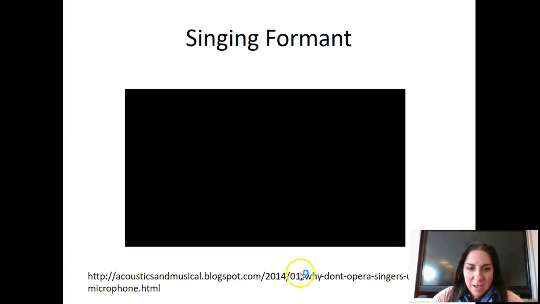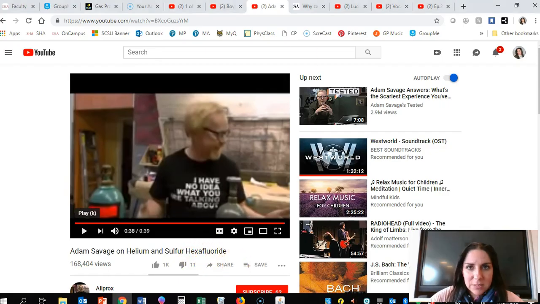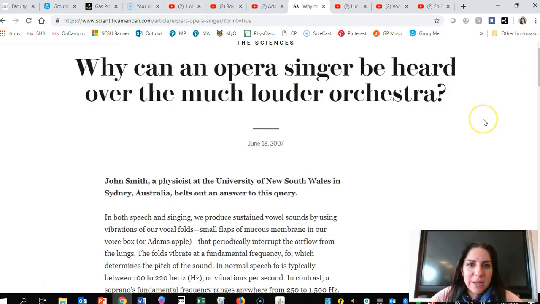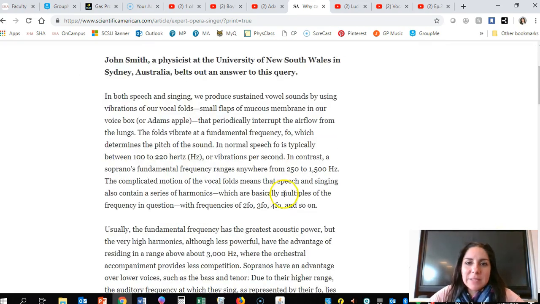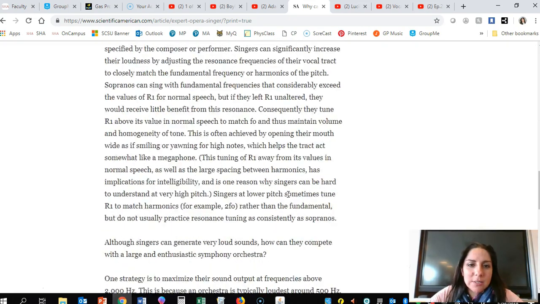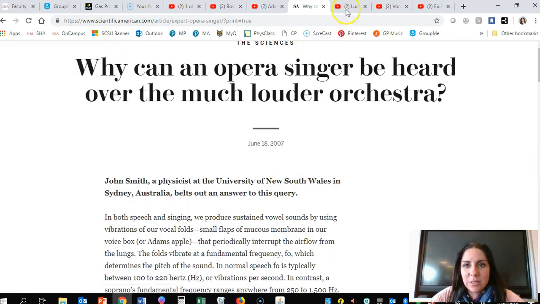I actually have two things. First of all, I'm going to post this. This is really interesting: why can an opera singer be heard over the orchestra? Basically, this whole article by Scientific American explains what I just talked about. You don't need to read it, but I'll post it if you are interested.